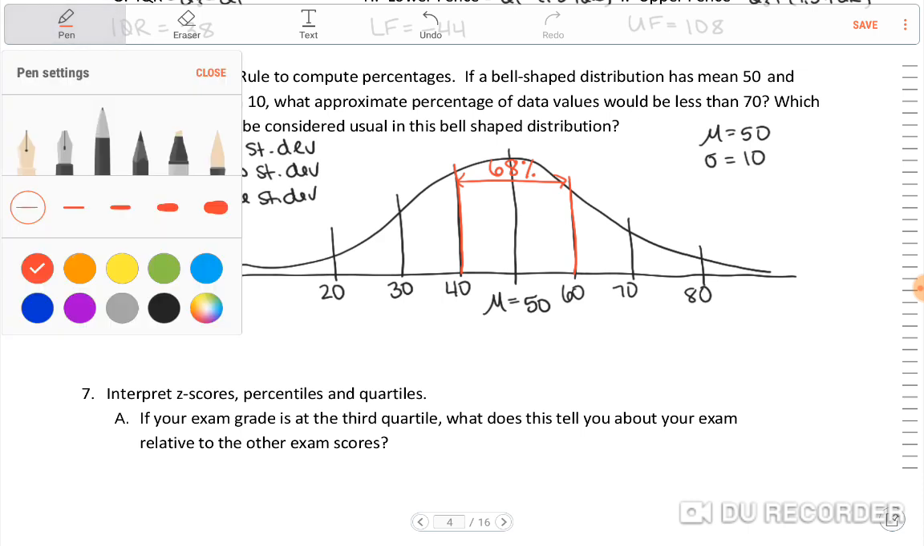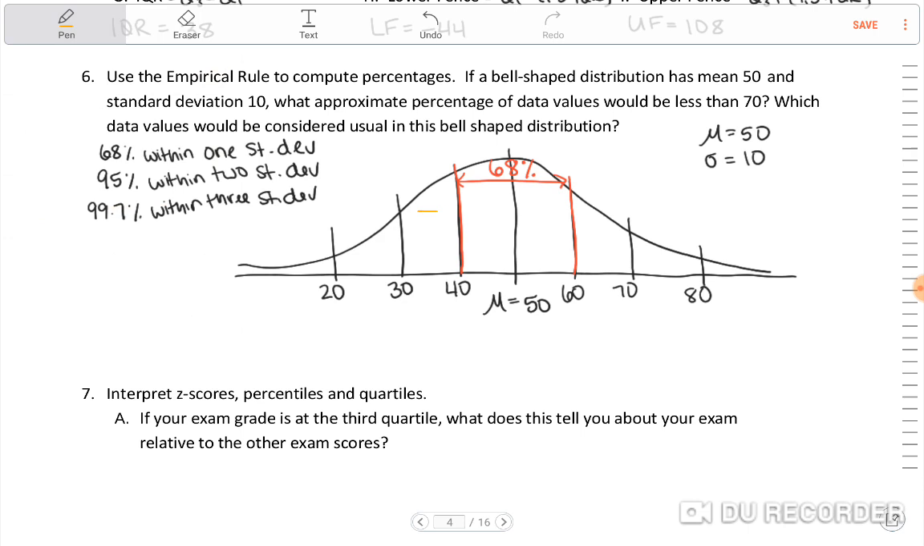Your 2 standard deviations, that's here and here. So from here over to here, let me draw that a little bit taller, is going to be 95% of your data. And then your third ones, from here, this is your 3 standard deviations away right here. This is 99.7%.